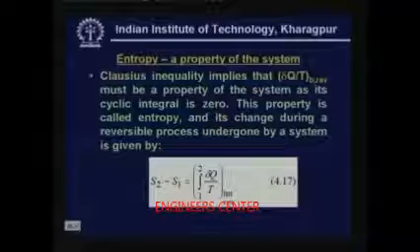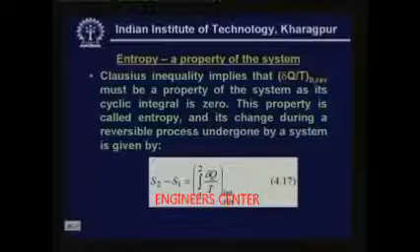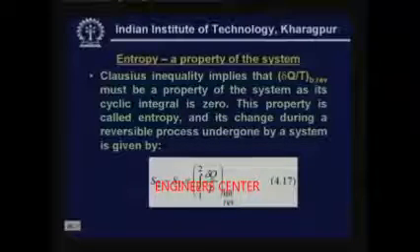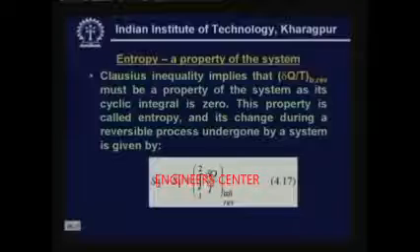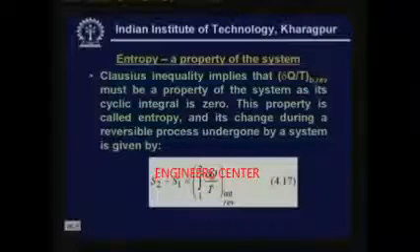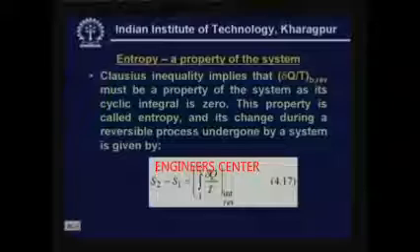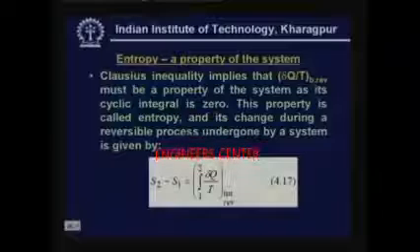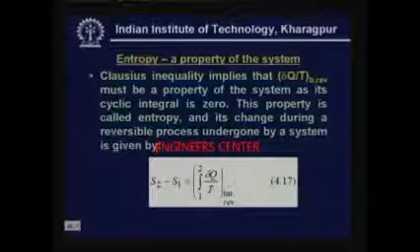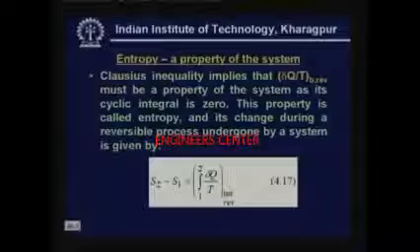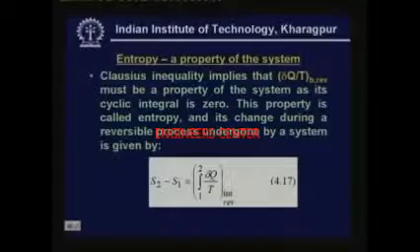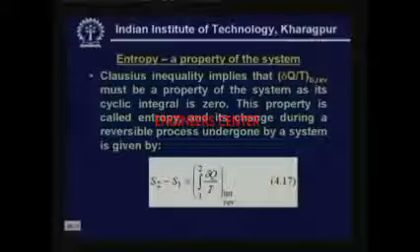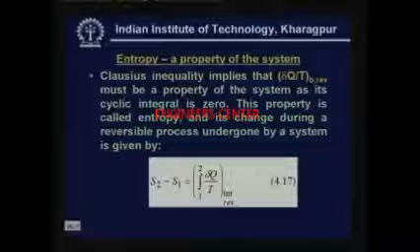So, this is the summary of what I have been telling you. Entropy: Clausius derived this property based on his inequality, and this property is called entropy. And the entropy change of a system during a process, for example if the process is reversible, is given by this equation, that means S2 minus S1 is equal to the integral of dou q by T. And internally reversible means that this process has got to be internally reversible. So, if you want to find the entropy change during an internally reversible process, you have to integrate the quantity dou q by T from the initial state to the final state.